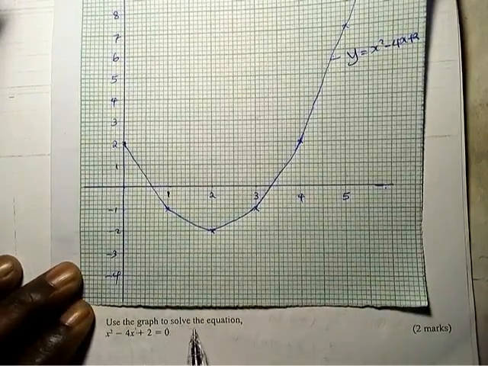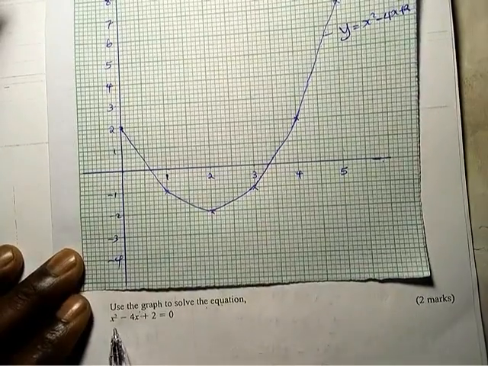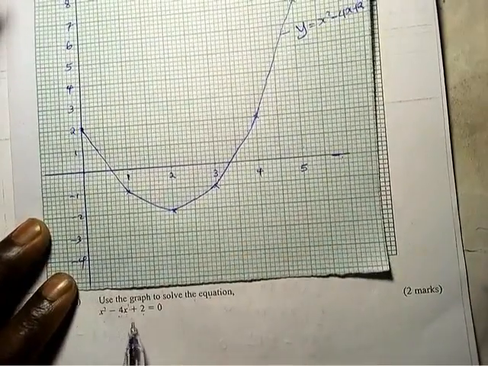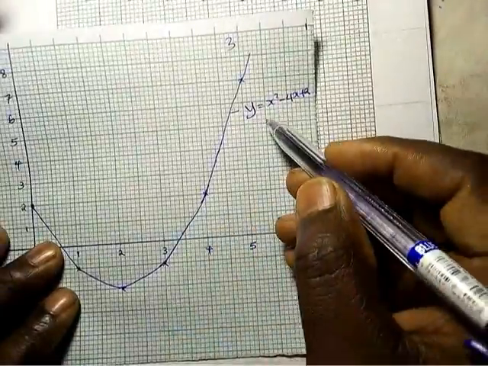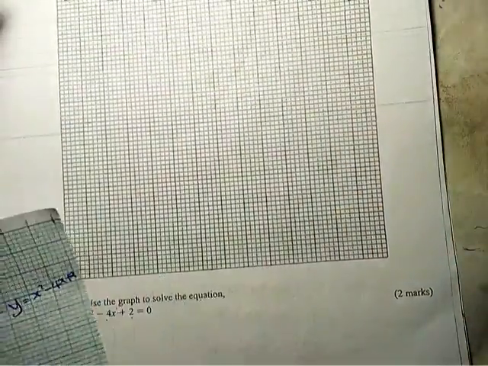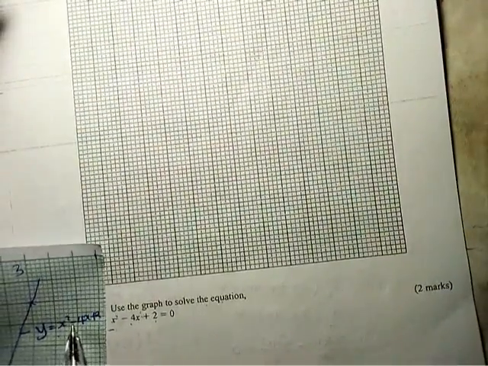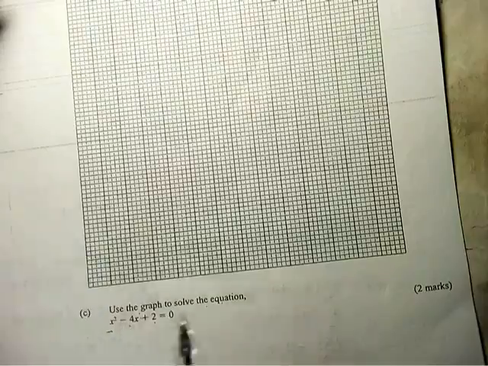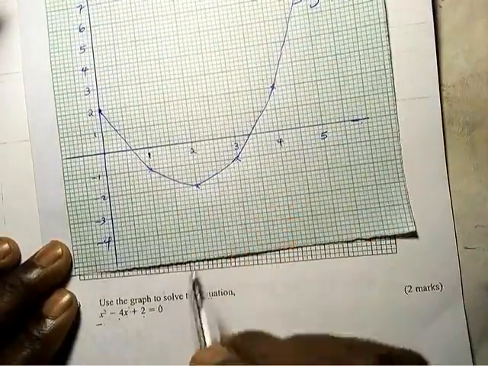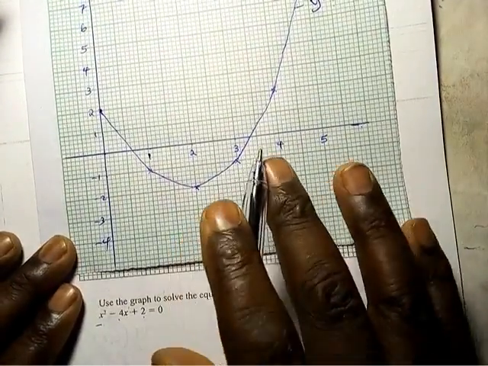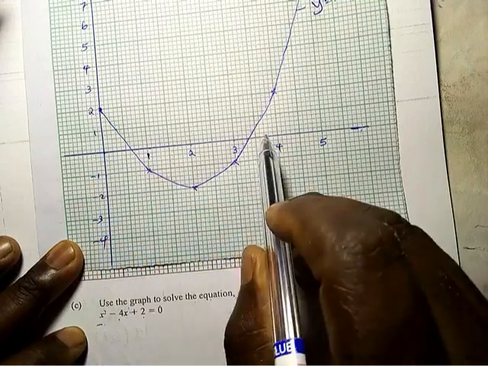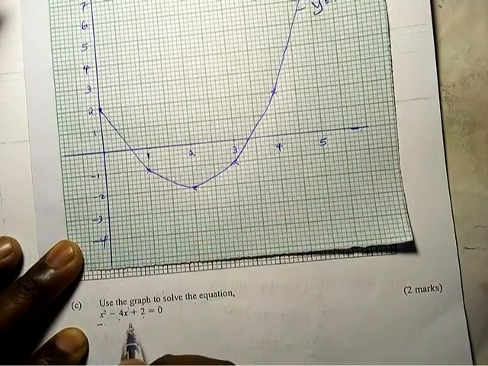Use the graph to solve the equation x squared minus 4x is equal to 2. So you realize that this is the equation of our curve. There is no difference with this equation. So x squared minus 4x. We want to use this graph to solve this. This means taking the values where the curve cuts the x-axis. That will give us the values of x.